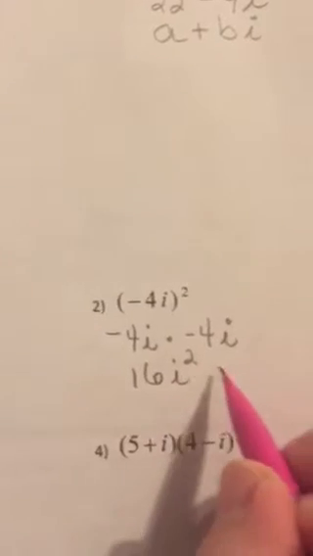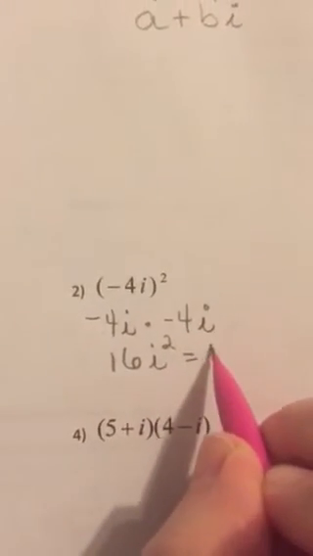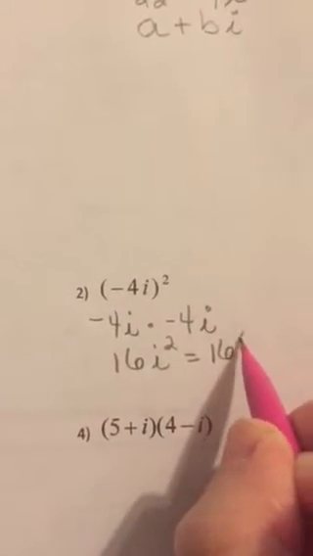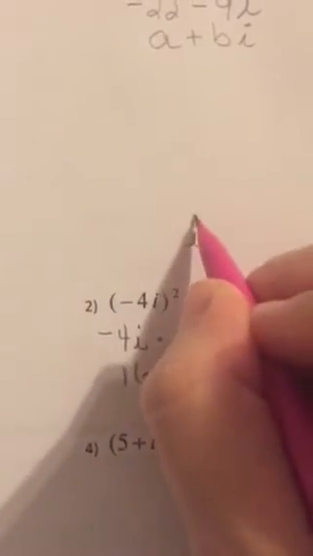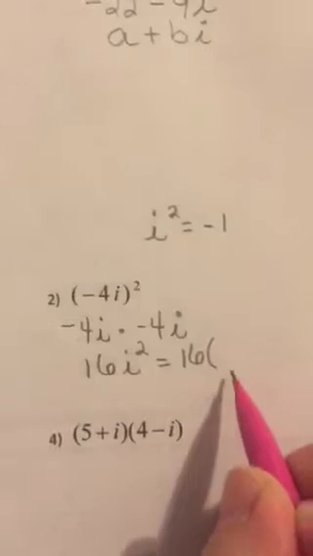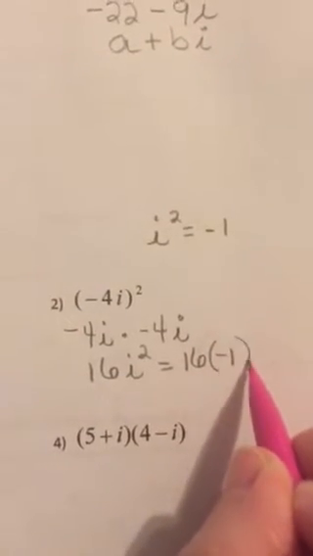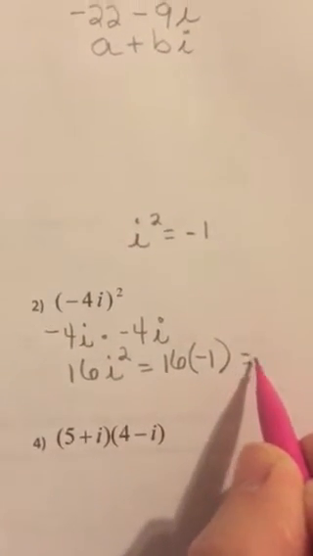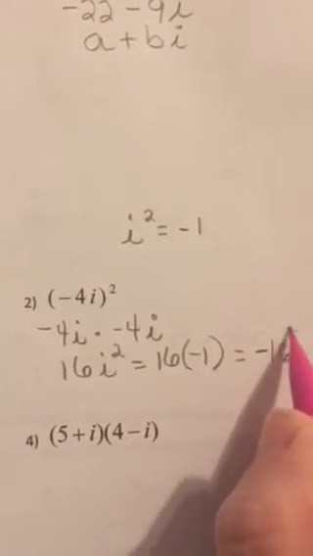Now, never leave i squared in your answer. That's not simplified, because i squared, by definition, and we'll write that in our notes, i squared is equal to -1. So i squared gets replaced with a -1, and then the final answer is a -16.